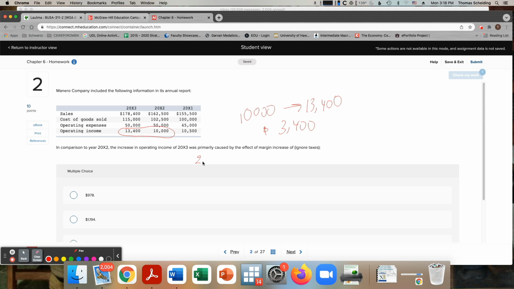In 2012, the operating margin would be the $10,000 in operating income divided by the sales of 162,500, which, if my math was correct, was 0.061538. And then in 2013, that would be 13,400 divided by 178,400 for 0.075112.